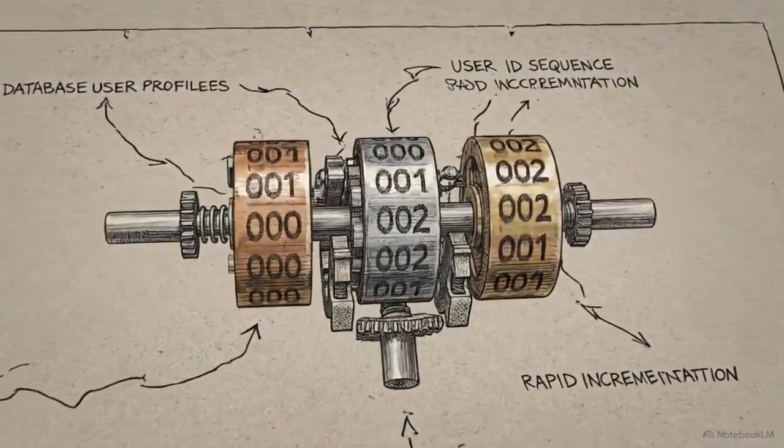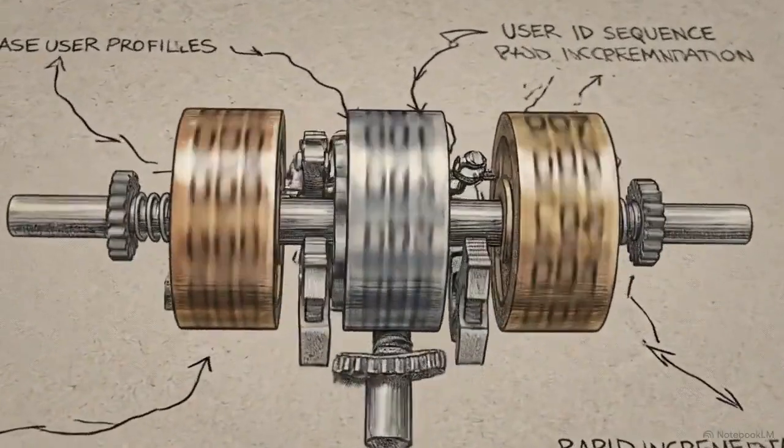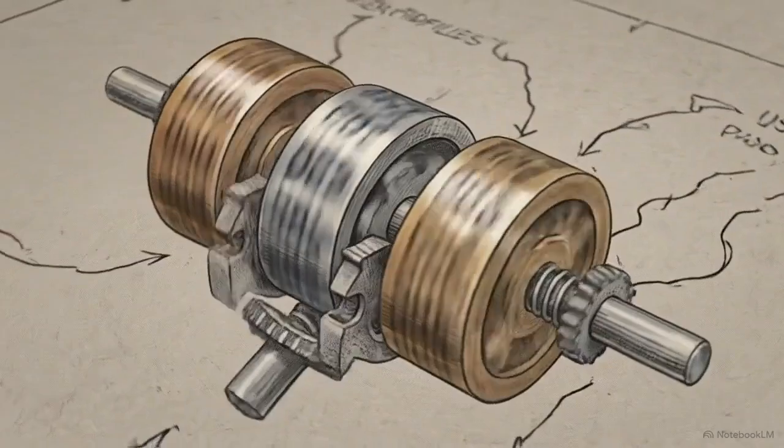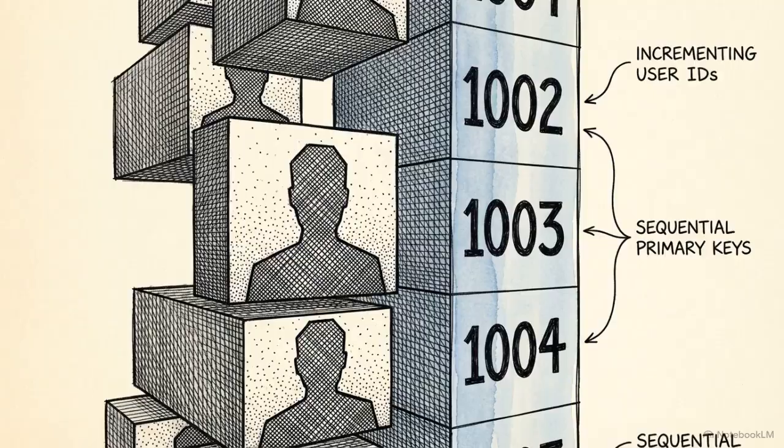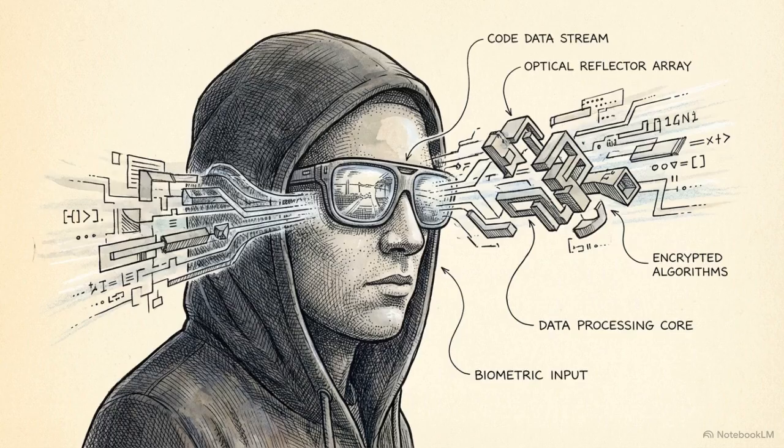When a user creates an account, a standard database assigns them a sequential numeric ID. The first user receives ID 1001, the next user receives 1002, and the sequence ticks upward indefinitely. Exposing these incremental numbers directly in your public API gives away sensitive business intelligence.